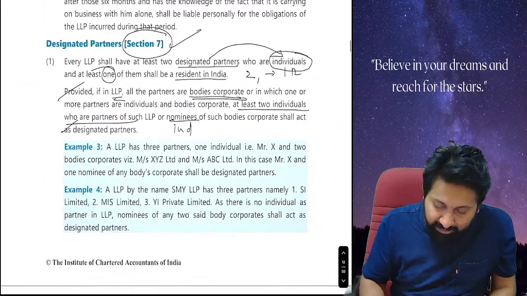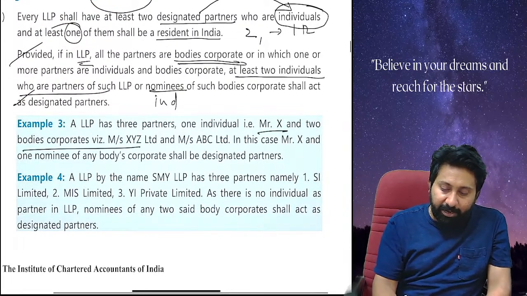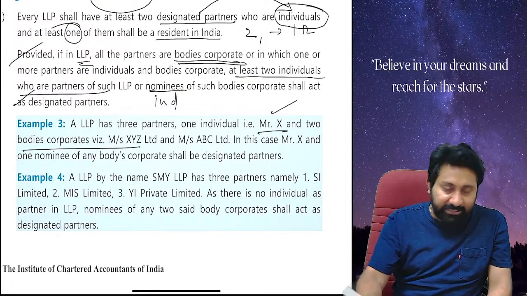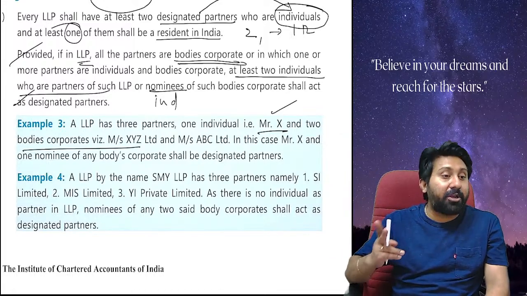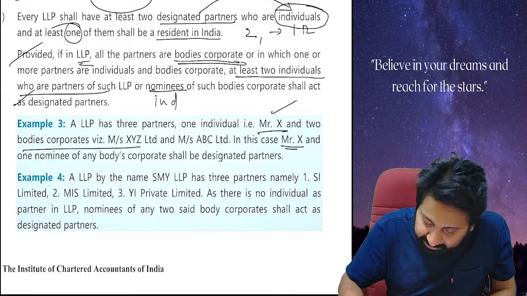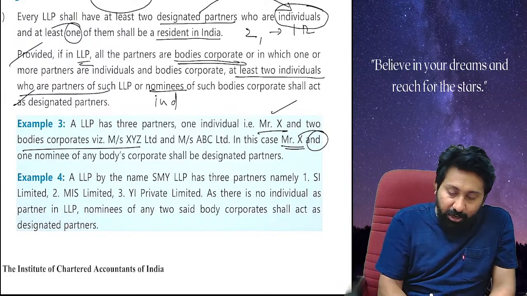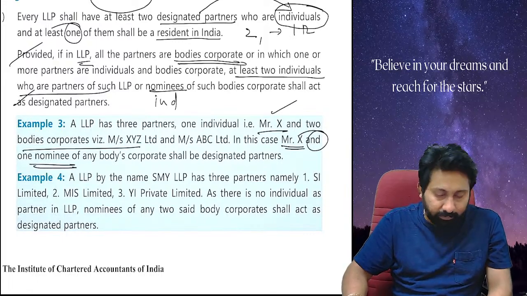A Limited will nominate one individual who will become the designated partner. Say an LLP has 3 partners: one individual, Mr. X, and 2 body corporates, namely XYZ and ABC Limited. How to do it? X will first become a designated partner, and XYZ or ABC Limited, one of them, should appoint one nominee. In this case, Mr. X and one nominee of any body corporate shall be the designated partners.